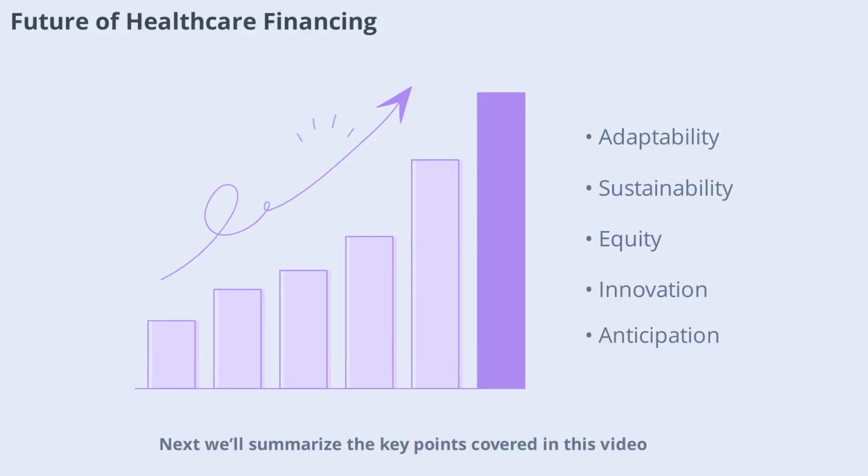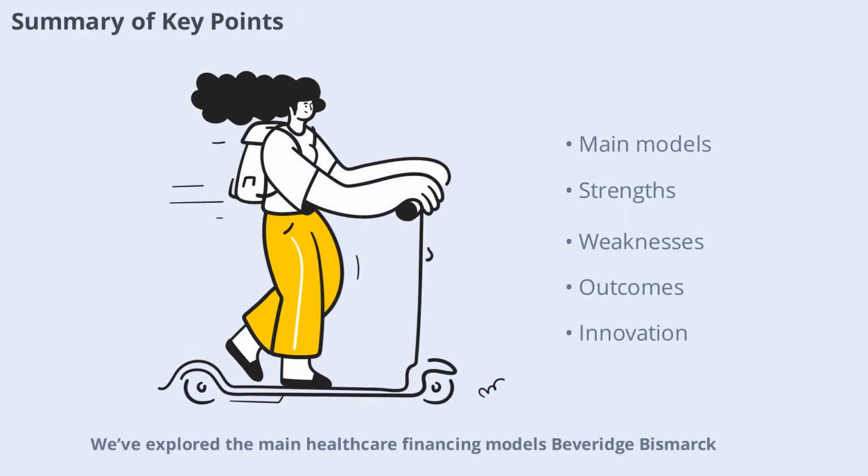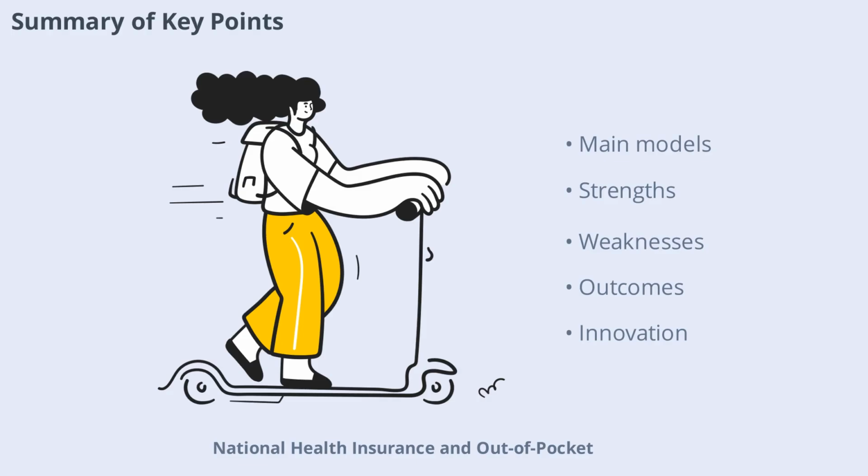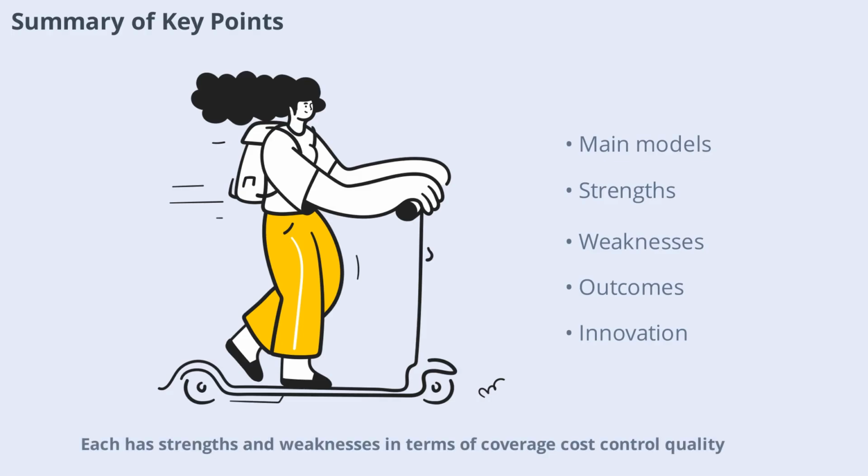Next, we'll summarize the key points covered in this video. We've explored the main healthcare financing models: Beveridge, Bismarck, National Health Insurance, and out-of-pocket. Each has strengths and weaknesses in terms of coverage, cost control, quality, and equity. Universal coverage and risk pooling are associated with better health outcomes. Challenges like rising costs and inequality remain, but innovation and stakeholder engagement offer hope for the future.